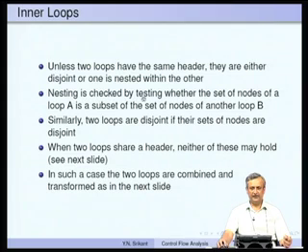Nesting is very easily checked by testing whether the set of nodes of a loop A is a subset of the set of nodes of another loop B. This is a very simple straightforward task. Similarly, two loops are disjoint if their sets of nodes are disjoint. This also I already showed you how. Now, there is something slightly different. When two loops share a header, neither of these may hold true. In such a case we may have to combine the loops and transform them, as I show you now.